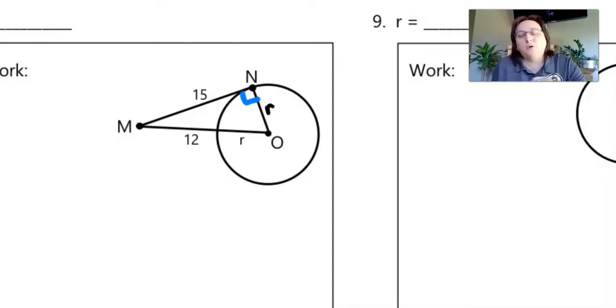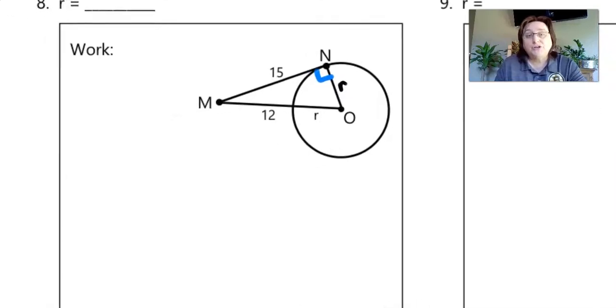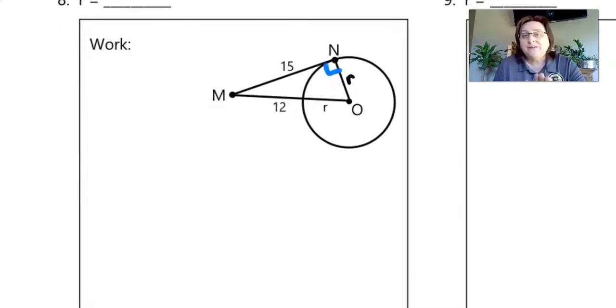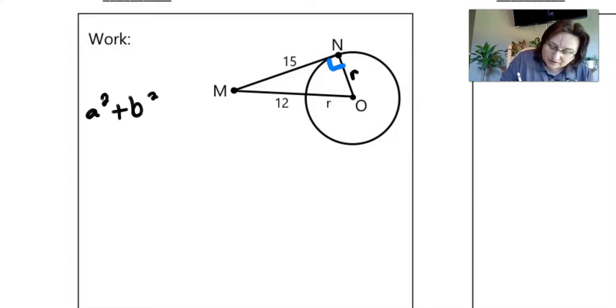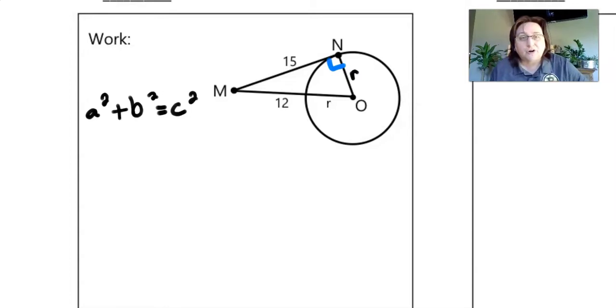Now, guys, if you look, we have a right triangle. Now we're going to solve for r using the Pythagorean theorem. This is where our algebra skills get to show off. Okay, so we're going to set it up: a squared plus b squared equals c squared. That's our Pythagorean theorem. We're going to use that to solve for r.